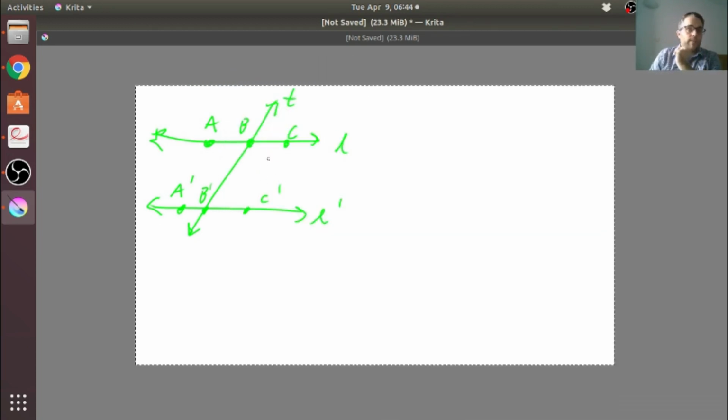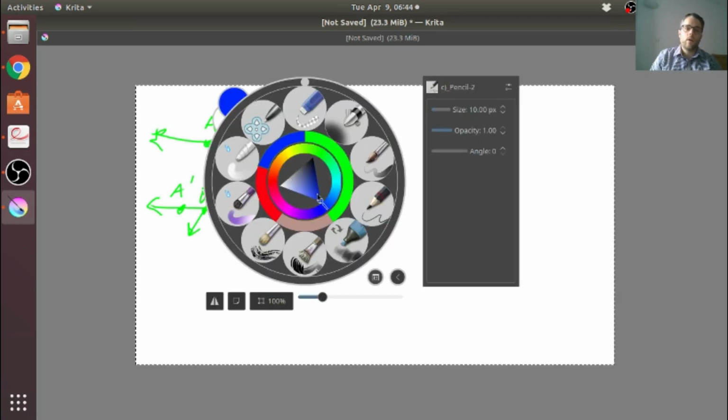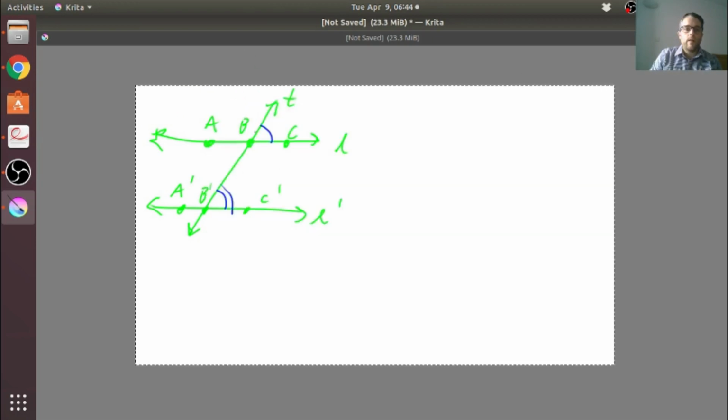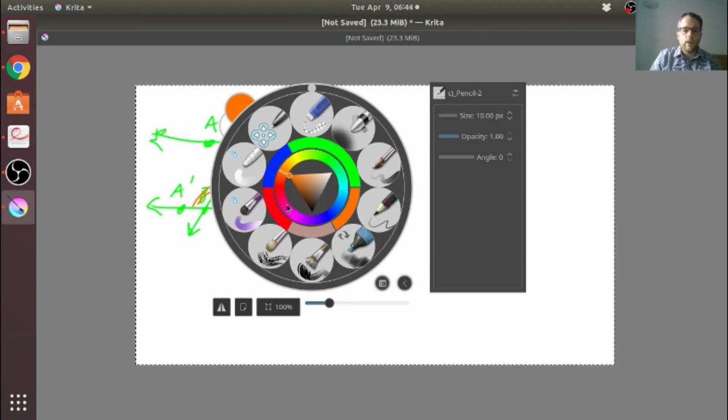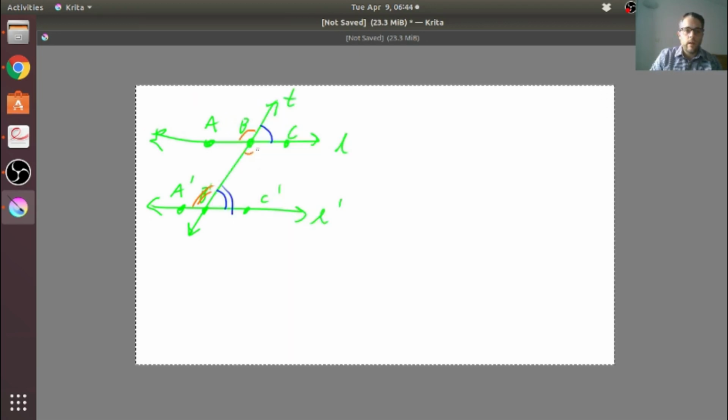What are corresponding angles? Corresponding angles would be this one up here and this one down here. Or possibly a pair of corresponding angles would be this one over here and this one over here. Or a pair of corresponding angles would be this one down here and this one down here. Whatever, however many lines I need to draw. So corresponding angles are the upper right ones, the upper left ones, the lower left ones, the lower right ones.